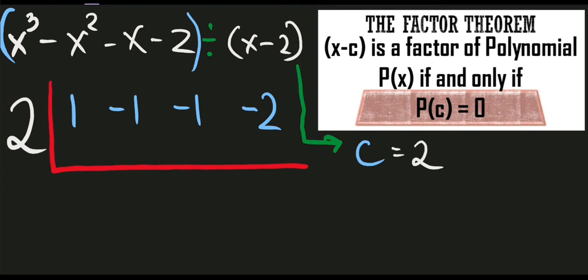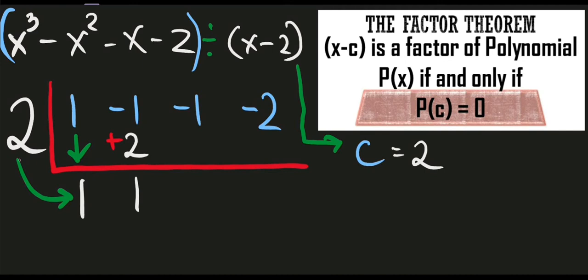Same procedure. Just bring down the first number. We have 1. Then, multiply 1 by our divisor, which is 2. So, 2 times 1, the answer is 2. And then, add it to our second coefficient. So, it will give us negative 1 plus 2. The answer is positive 1. Okay?